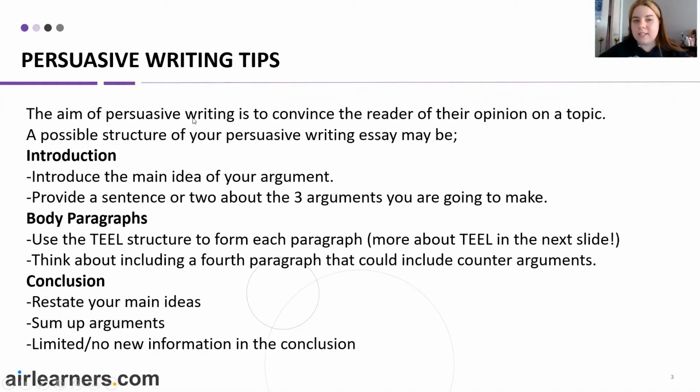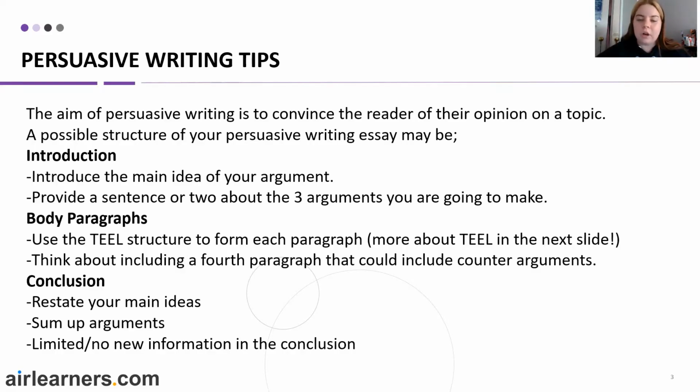So for persuasive writing, we'll go through some persuasive writing tips. The aim of persuasive writing is to convince the reader of their opinion on a topic. A possible structure of your persuasive writing essay may be introduction, which includes introducing the main idea of your arguments and then providing a sentence or two about the three arguments you're going to make.